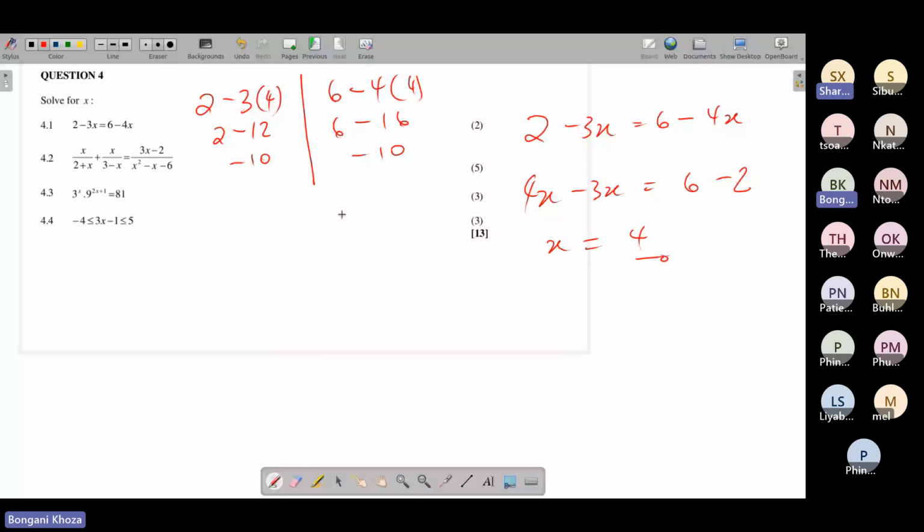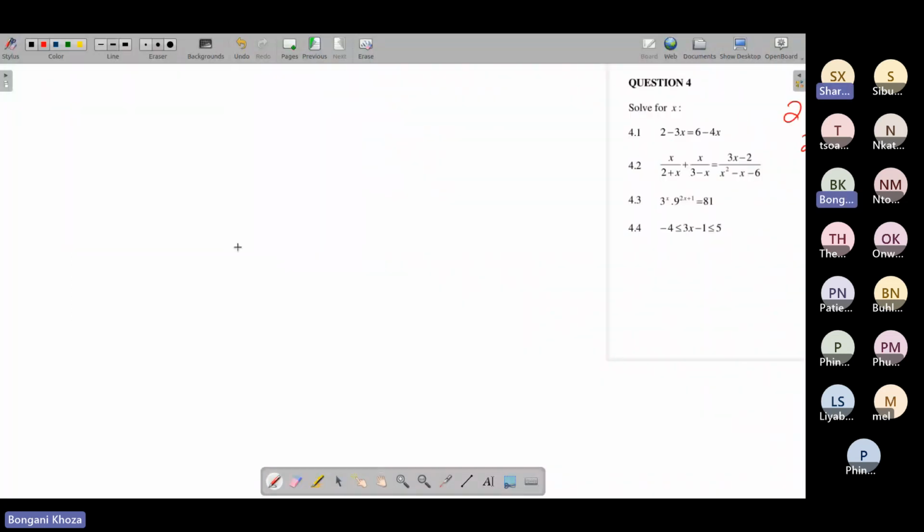Next, we have 4.2. In 4.2, we are dealing with addition and subtraction of fractions. So we have x over x plus 2 plus x over 3 minus x equals 3.